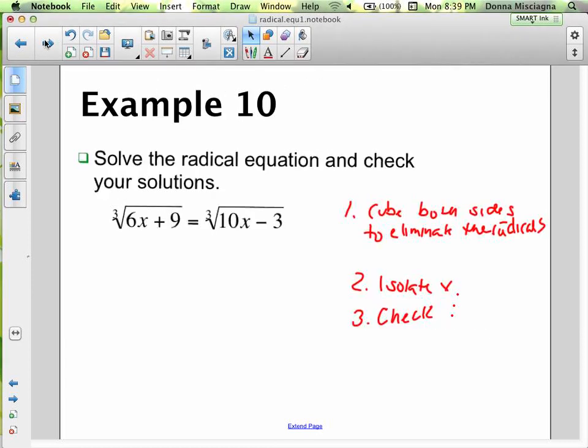And here's our first one. So this is in your notes. I think all of them are in your notes. We're going to solve the radical equation and check our solutions. All right, so on both sides we have cube roots. So we're going to cube both sides.